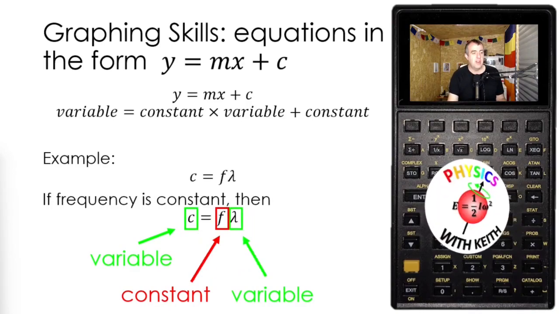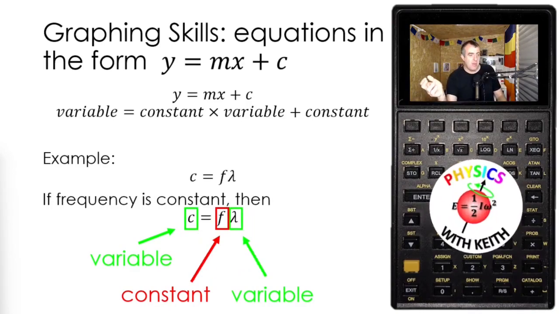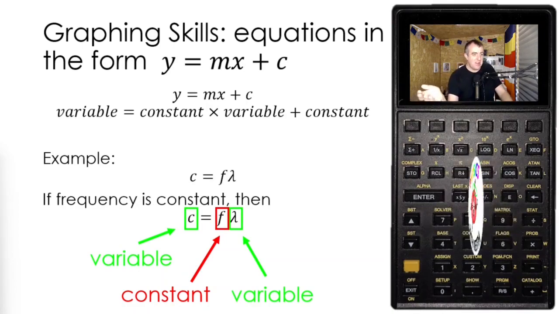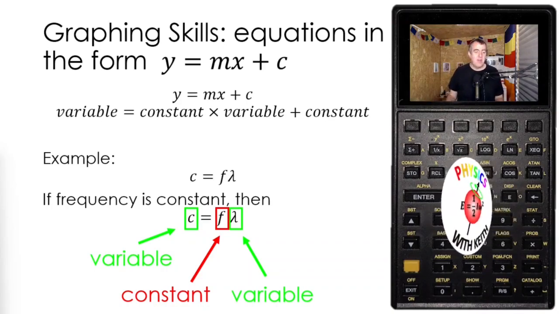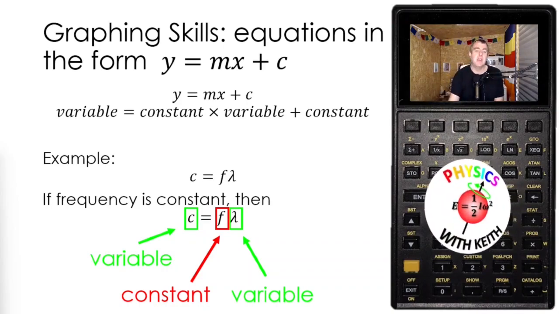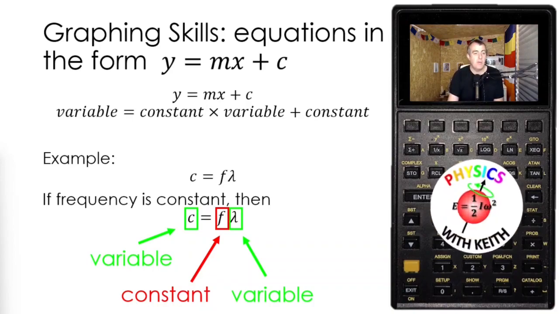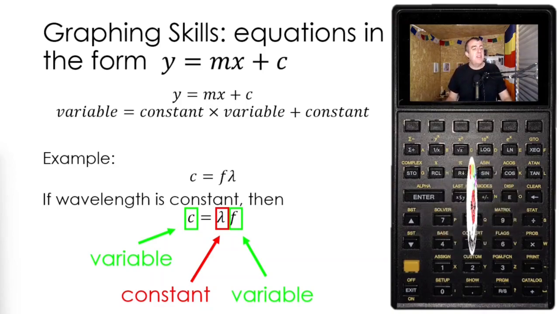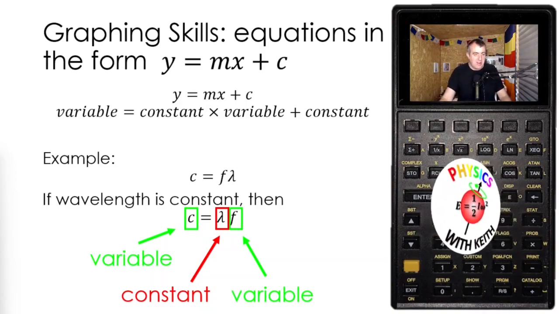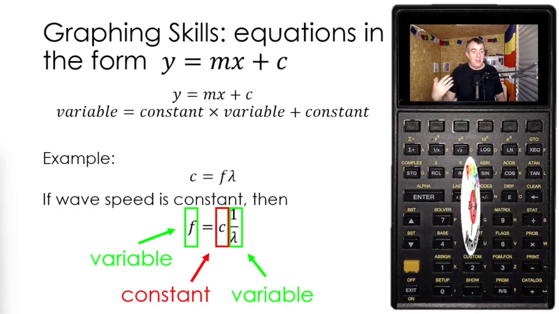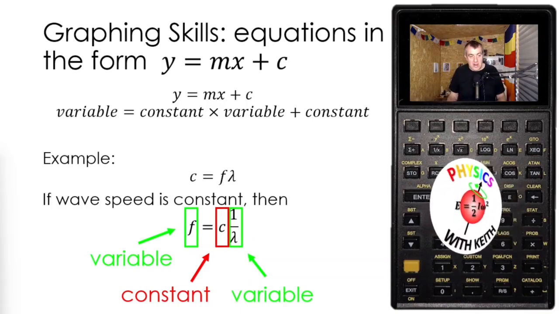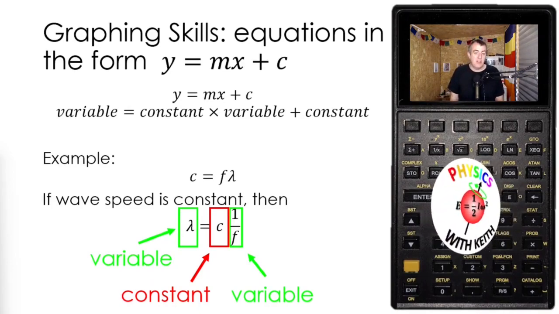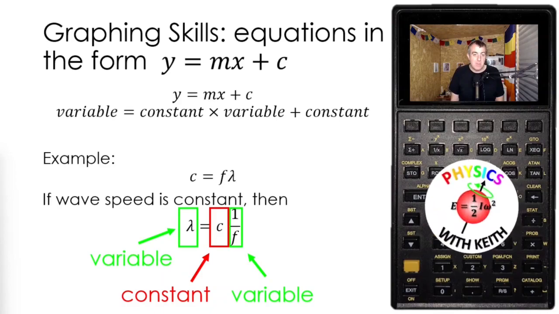Let's pick a different equation. Let's pick c equals f lambda. If f is the constant, we're already in the form y equals mx plus c. Nice and easy. We plot c versus lambda, then that constant f can be determined by measuring the gradient. But if the wavelength is constant, then we have to plot c versus f, and the wavelength will be the gradient. Nice and easy. But if c is constant, then we have to plot f versus 1 over lambda, or lambda versus 1 over f, and c will be the gradient.